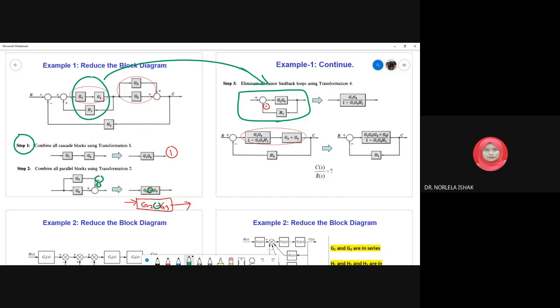So from there, you redraw back. So we can get here, we draw back our system. So we can put back here. And then G1, G4 is from where? This one. This is from step 2, right? So from step 2, we can get this one. Okay, we draw back.